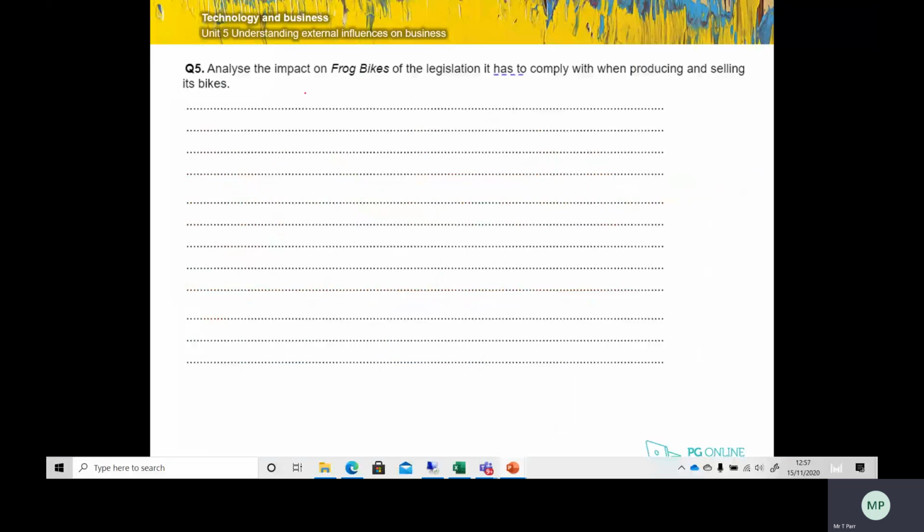Right then, let's think about this. It's worth 6 marks. So what impact is it going to have on the legislation? Let's talk about cost first of all. We can talk about the cost of meeting these safety requirements. So we can say, by having to meet the safety requirements, we could put in there ISO regulations.